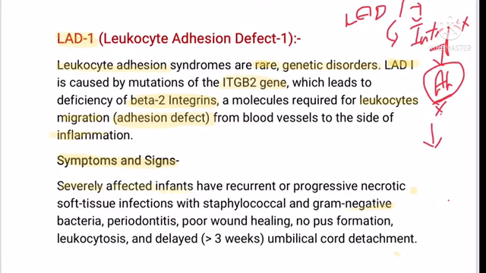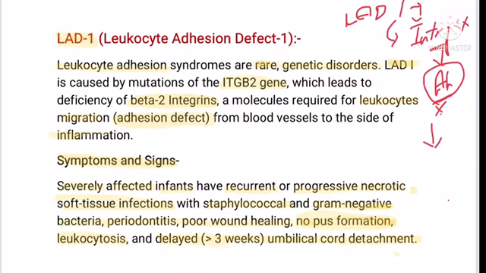Severely affected infants have recurrent or progressive necrotic soft tissue infections with staphylococcal or gram-negative bacteria, periodontitis, poor wound healing, and no pus formation, because for pus formation the neutrophils should be there. Without neutrophils, there will be no pus formation. And there is leukocytosis, because infection is going on and the bone marrow gets a stimulus to produce a lot of cells. That's why there will be leukocytosis. And delayed umbilical cord detachment is a main point you need to remember as far as LAD 1 is concerned.